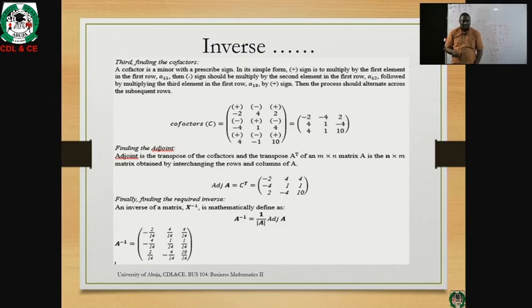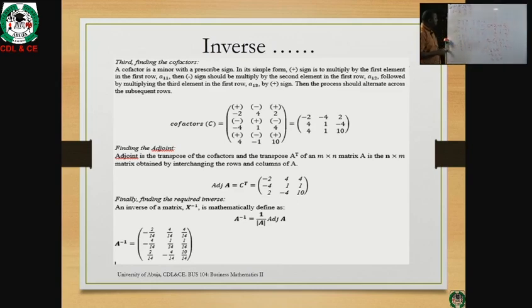Now, the penultimate step, which is the second to the last step, we call it the adjoint. How do we get the adjoint? We simply transpose the cofactor to become the adjoint. Pick the first row, straighten it to become a column, just the way we did here.